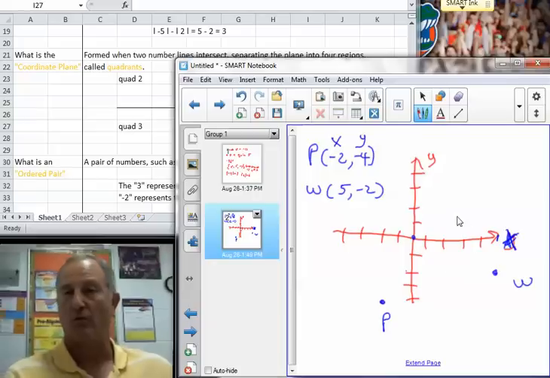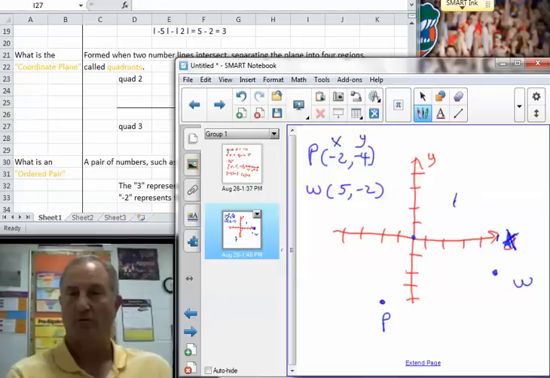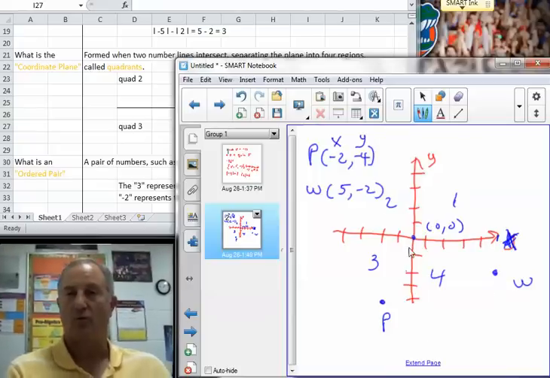Pretty straightforward. Remember quadrant 1, quadrant 2, quadrant 3, quadrant 4. That's always the origin, 0, 0. And you can plot points. Remember, it's always x, then y. Always go to the x, right or left, positive or negative, and then up or down, and that's your point.